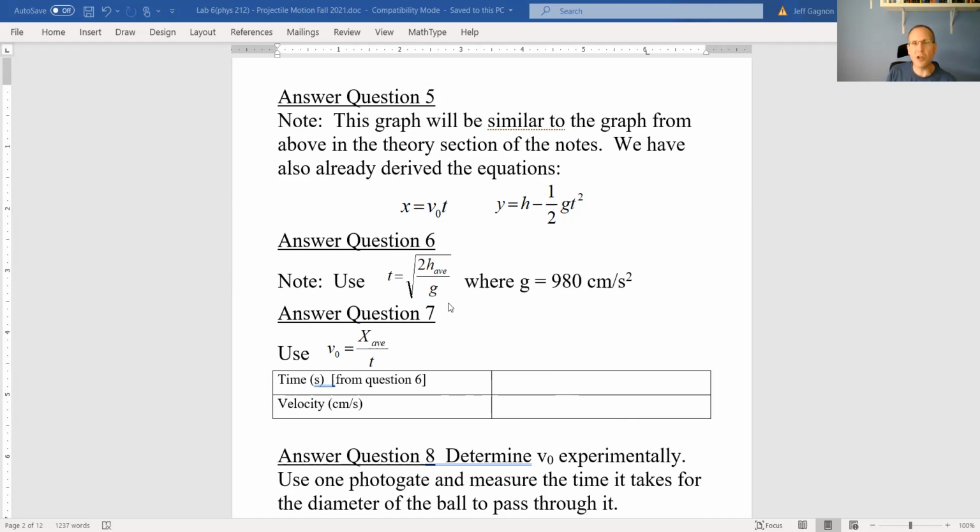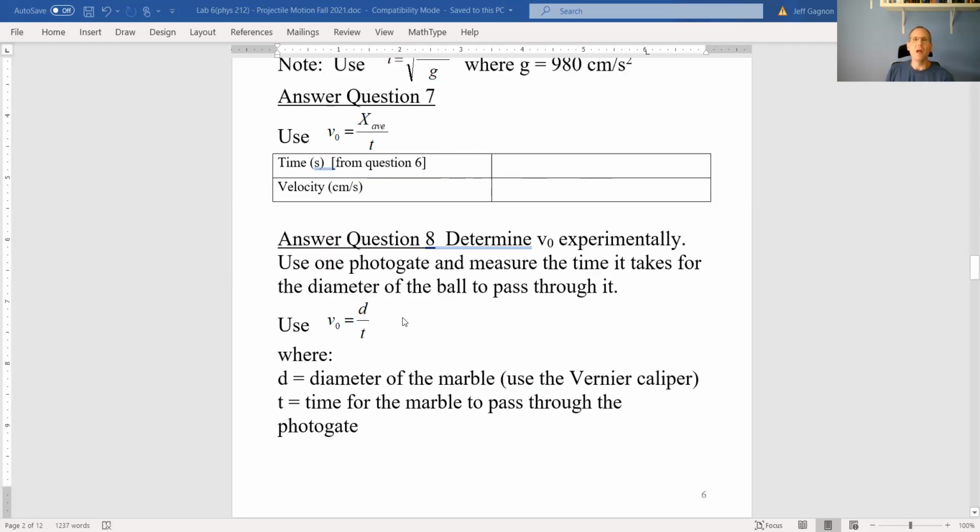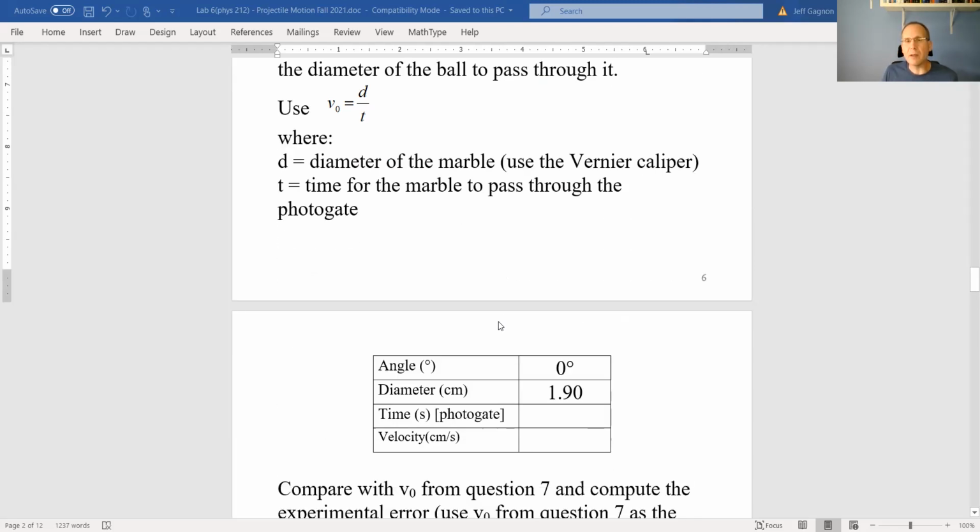Okay, and make sure you show me all these calculations, right? Whenever there's calculations, make sure you show me the calculations. Question 8, another way of determining the velocity is using the CPO timer and the other photo gate. Again, if you missed this lab, ask your lab partner about this. And this is similar to what we did when we did the ball drop experiment.